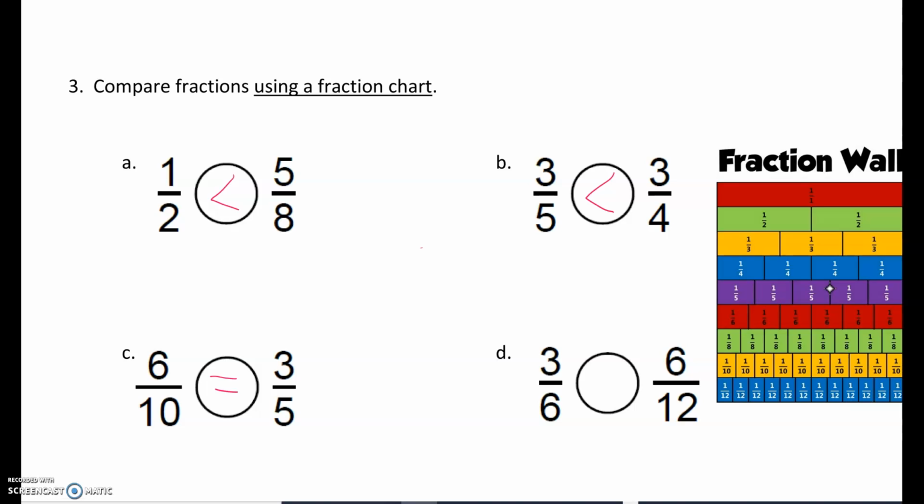Let's look at 3/6 and 6/12. Well, 3/6, 1, 2, 3. And then 6/12, 1, 2, 3, 4, 5, 6. So 6/12 and 3/6 are also equal fractions.